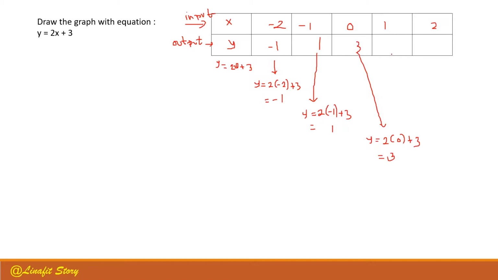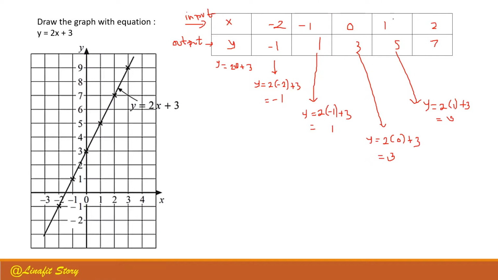If x is 1, y is equal to 2 times 1 plus 3, which is equal to 5. And if x is 2, y is 2x plus 3, 2 times 2 plus 3 is equal to 7. Next, we plot these points on graph paper using a suitable scale. The plotted points are joined to form a straight line.